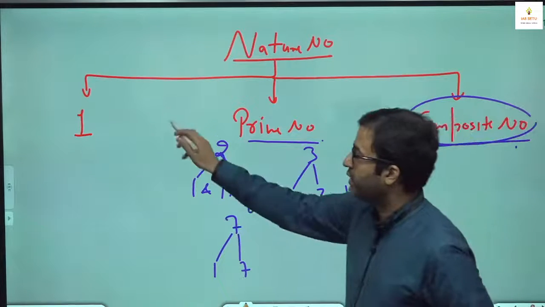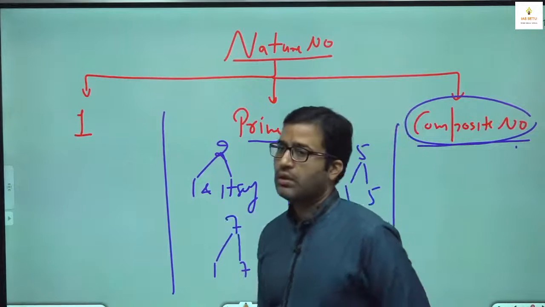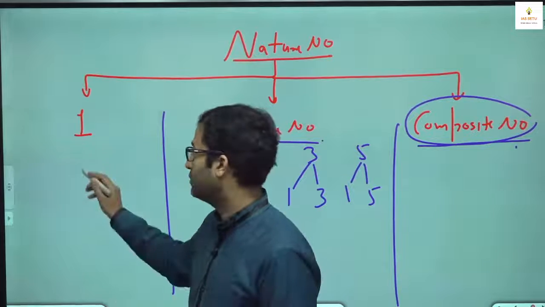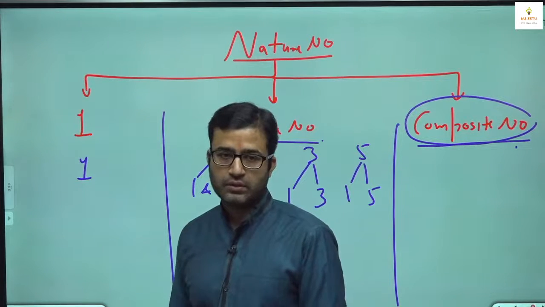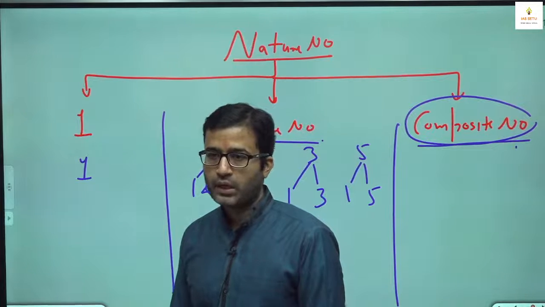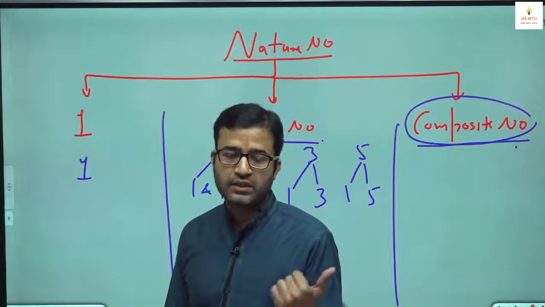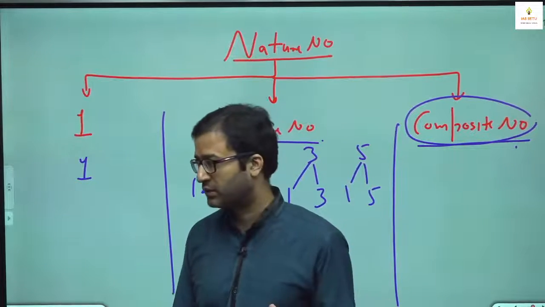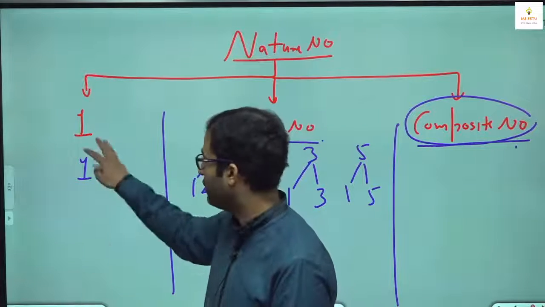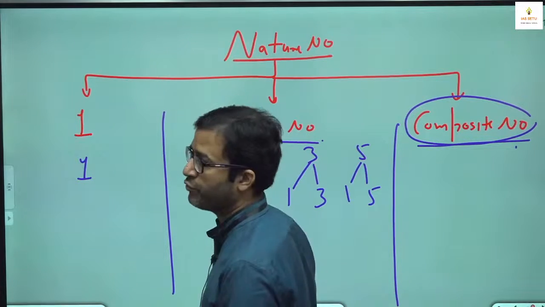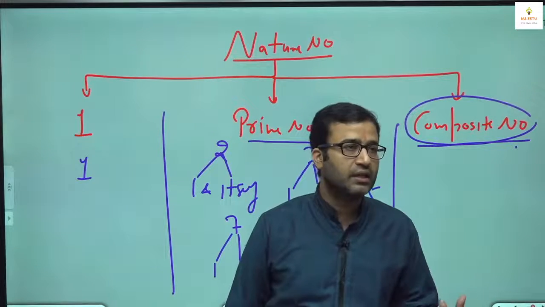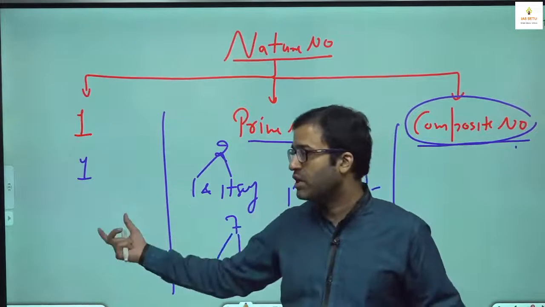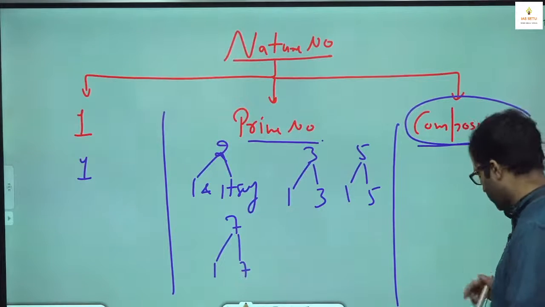So how do we categorize 1? 1 has only one factor, that is 1 itself. Prime numbers have two factors, composite numbers have more than two factors. It is based on factors: one factor, two factors, more than two factors. What was the base of this categorization? Factors: 1, 2, more than two factors.